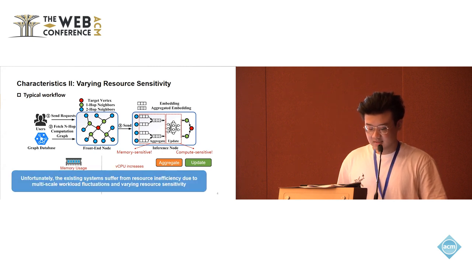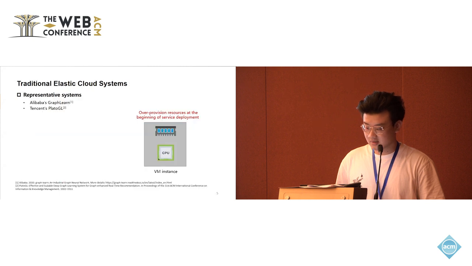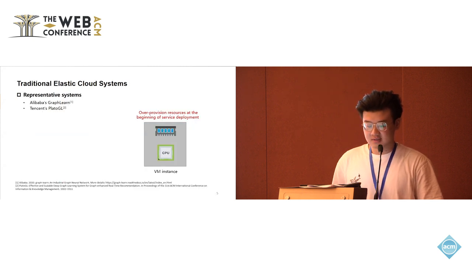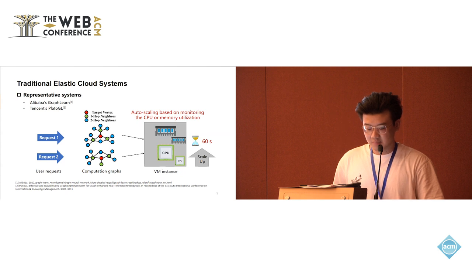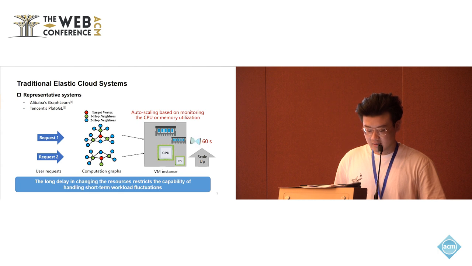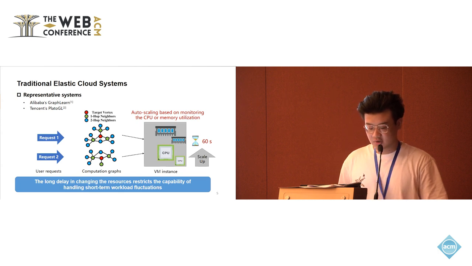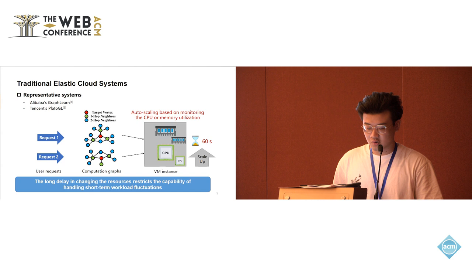Unfortunately, the existing systems suffer from resource inefficiency due to the multi-scale workload fluctuations and the varying resource sensitivity. In traditional clouds, instances are always initially provisioned with excessive resources. Then, the computation graphs are sent for inference. When the workload fluctuates, the system applies a threshold-based scaling policy based on monitoring the memory utilization. However, the long delay in changing the resources restricts their capacity of handling short-term request spikes.